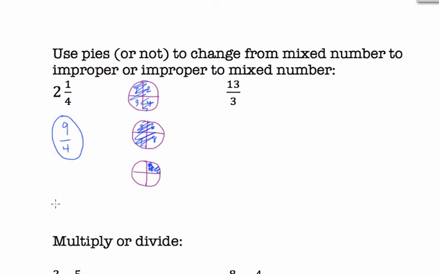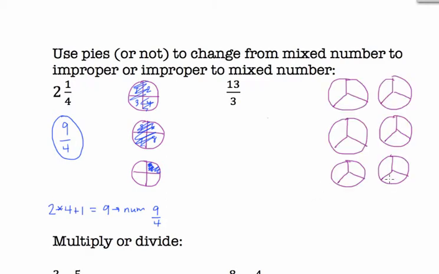Another way to do this problem is take the 2 times the 4 and add the 1. 2 times 4 is 8, plus 1 is 9, so the 9 then is your numerator, and keep the same denominator. So 9 fourths.